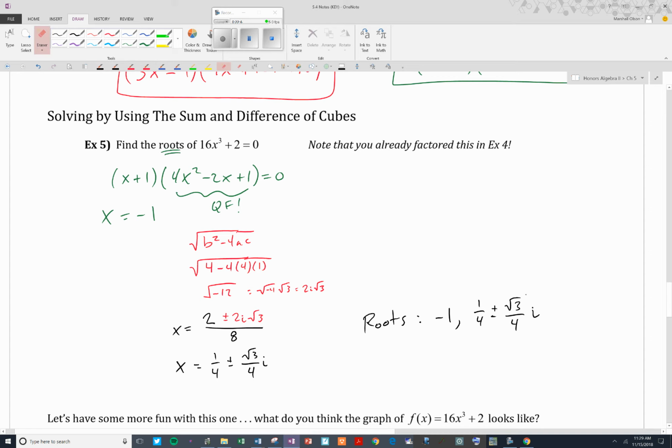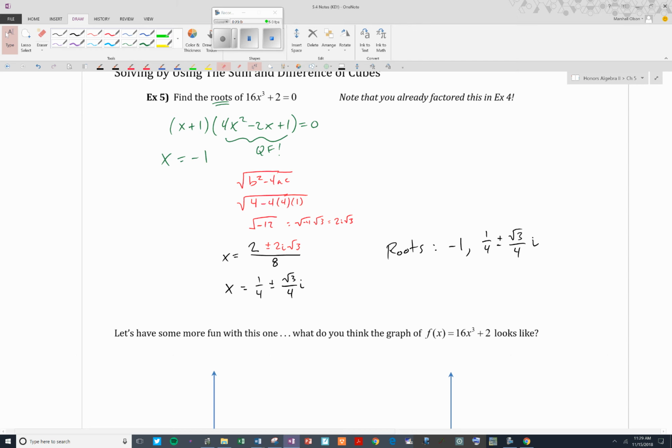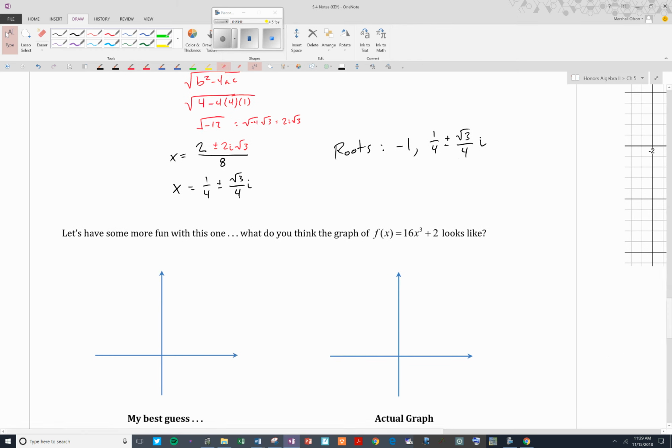So we have 1, 2, 3 solutions of this thing, which makes sense because it's a cubic polynomial. So it should have 3 total solutions. It just happens that 2 of them are imaginary. So we really don't have much to go off of here if we want to sketch a graph of this. Take a second, put whatever you think your best guess is as what the graph of this looks like.